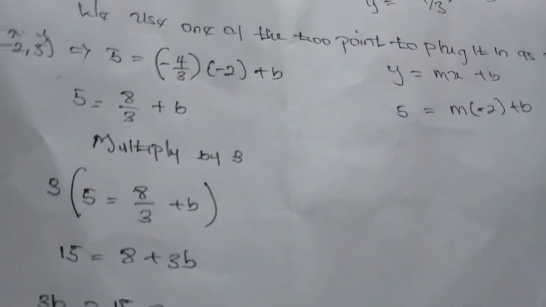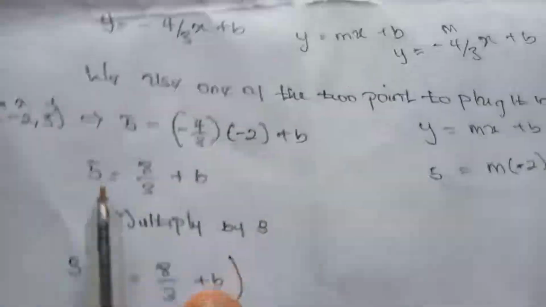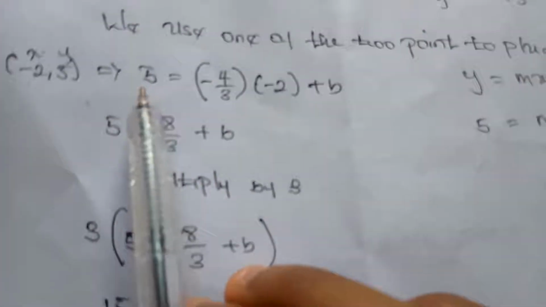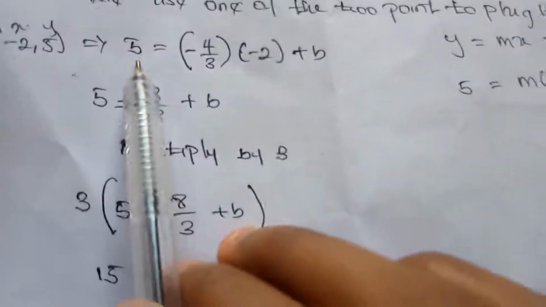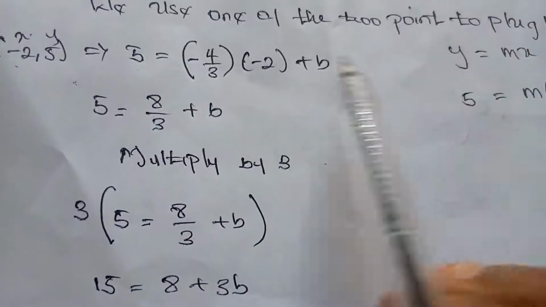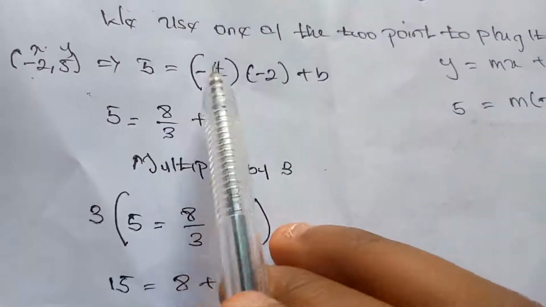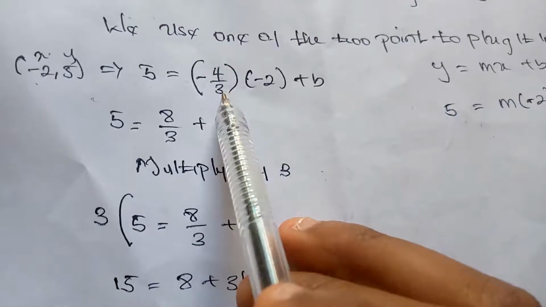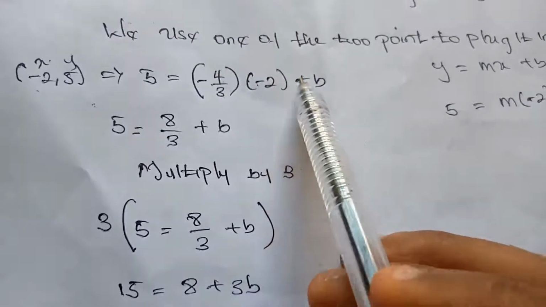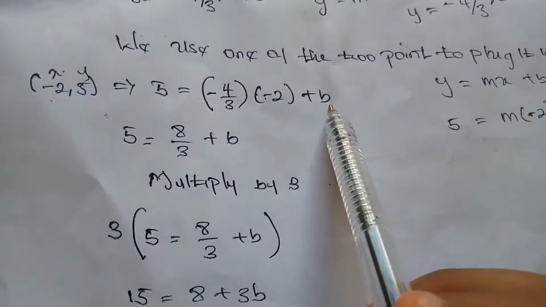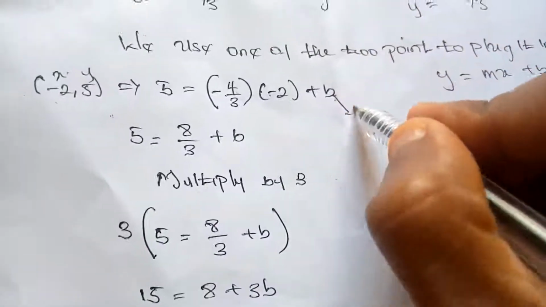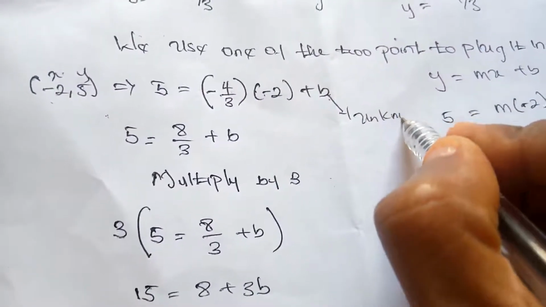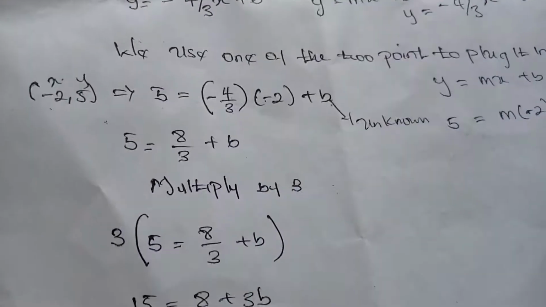So that is what we just did here. We put in 5 for y in our formula: 5 equals our m, minus 4 over 3, times our x, minus 2, plus b. The only thing we don't have here is b. B is the only unknown.